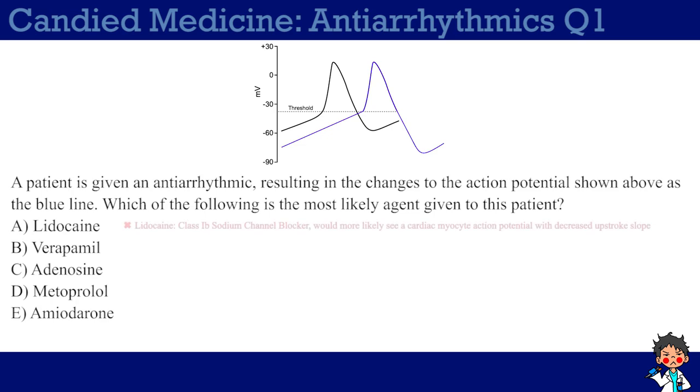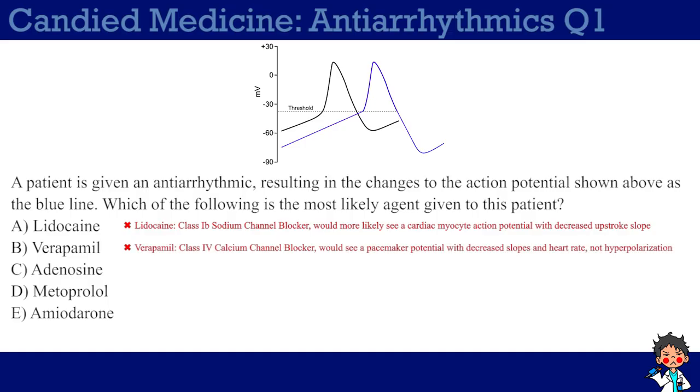Choice A, lidocaine. Oh no, that's a class 1B antiarrhythmic, right? It's a sodium channel blocker, so logically what I would expect is a cardiac myocyte action potential with a slowed phase 0 upstroke. So just based on the fact that this is a pacemaker potential, I can cross off lidocaine. Choice B, verapamil. Oh no, that's a class 4 antiarrhythmic, right? So that's a calcium channel blocker.